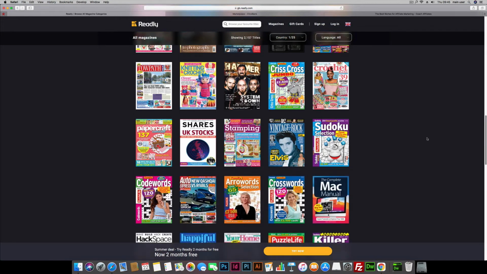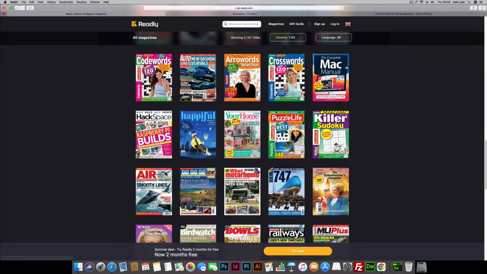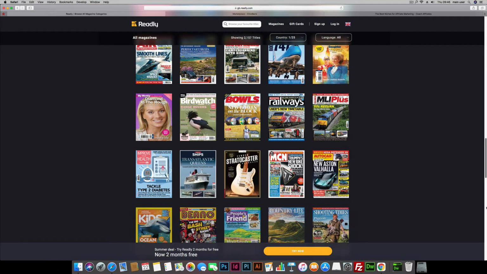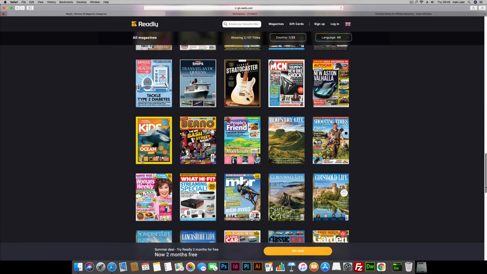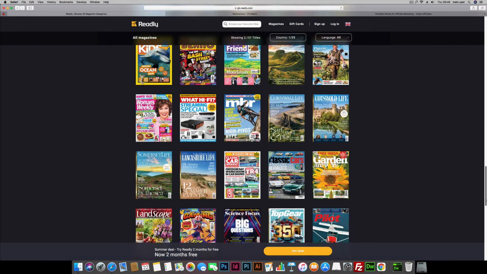What else have we got? Crocheting, collecting stamps, vintage rock. That's a good niche if you're interested in retro music. All these Macs are quite good. Hackspace, that might be a good niche to follow if you're interested in coding and everything like that. Railways, bowling. Obviously, what they're showing me here is for the UK market, so there may be titles here that you wouldn't see if you were doing your own search in your own country.